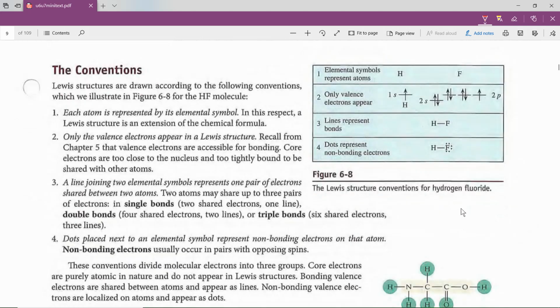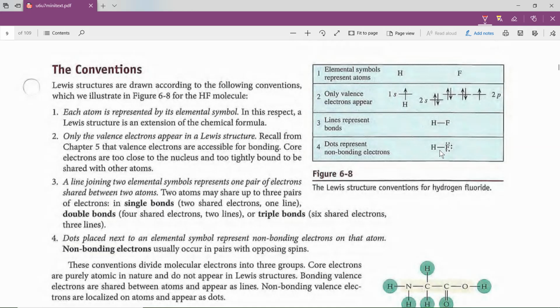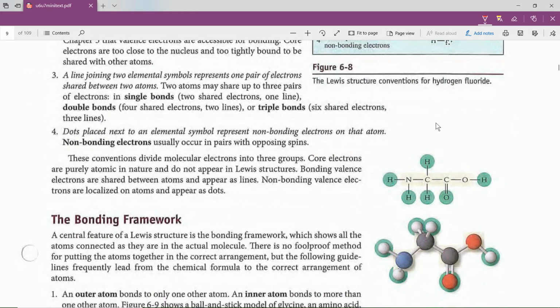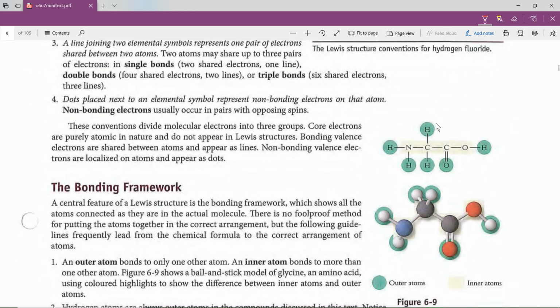So the conventions, and you've done these since grade 10, you use the elemental symbols to represent the atoms, but you only put the valence electrons. Lines represent bonds. One line is 2 dots, double bond is 4 dots, triple bond is 6 dots, and then you have dots representing the non-bonding electrons. Okay, and so that is what that's all about. And these conventions divide molecular electrons into 3 groups. Core electrons are purely atomic nature, don't appear in Lewis structures. Fine. So basically your atomic symbol gobbles up all the core electrons. So you just put in the bonding valence electrons and you eventually put them as lines, or the non-bonding, and you put them as dots.